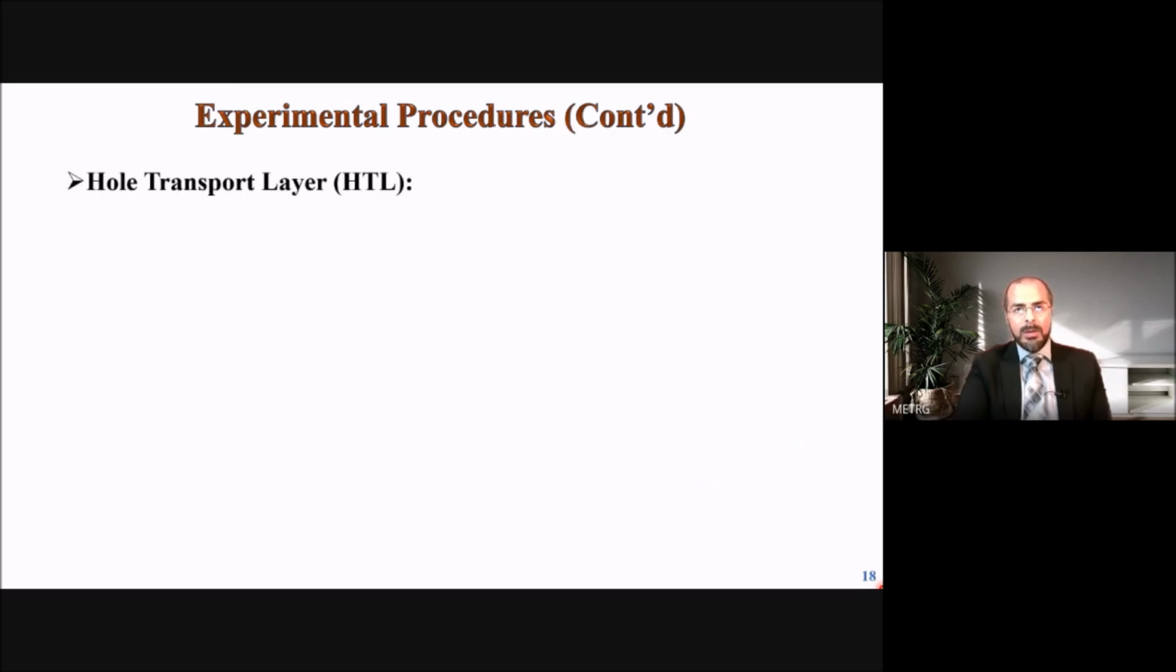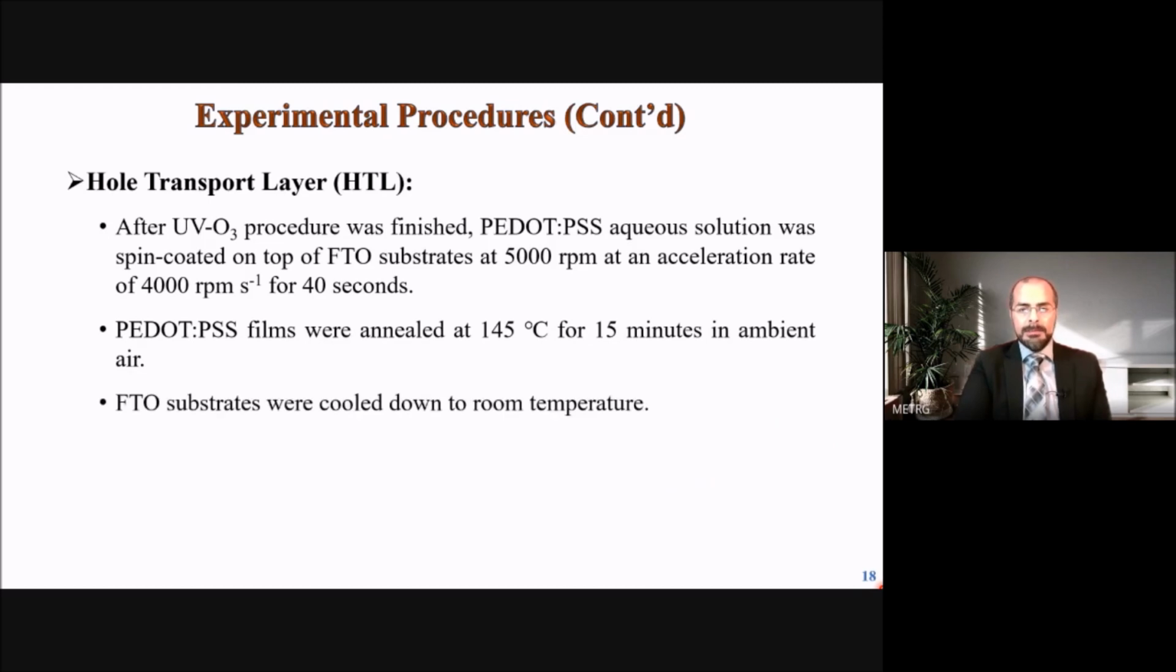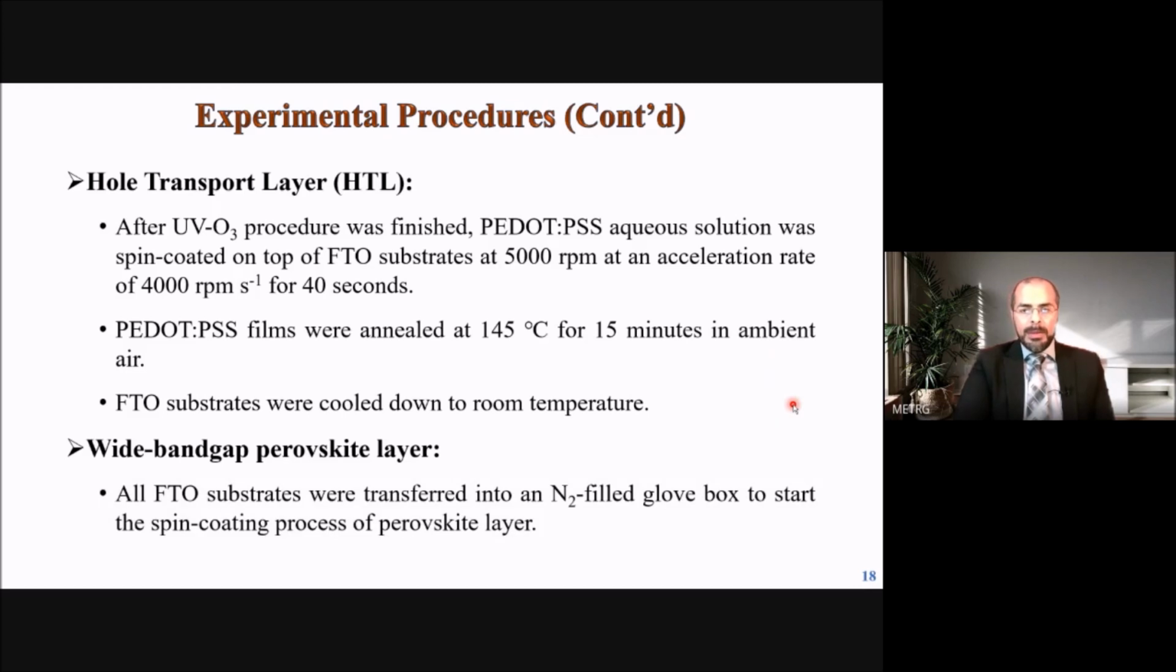After we're done with the ozone treatment, now we're going to fabricate the hole transport layer, HTL. So we will take these substrates and put them in a spin coating process to deposit the PEDOT:PSS aqueous solution with the recipe of 5,000 RPM with the acceleration or ramp rate about 4,000 RPM per second for only 40 seconds.